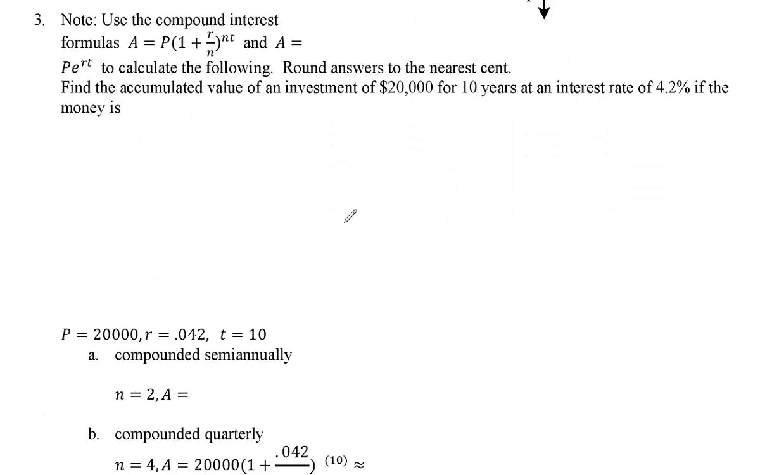In number 3, we want to use the compound interest formula, which is A equals P times 1 plus r over n, to the nt, and A equals P e to the rt. That's the continuous interest formula, and we're going to calculate the following. I'm going to do a little bit of rearranging here.